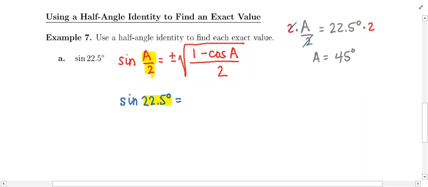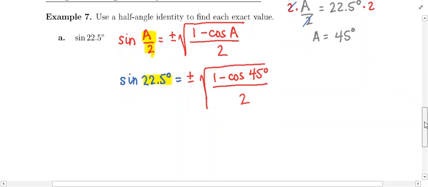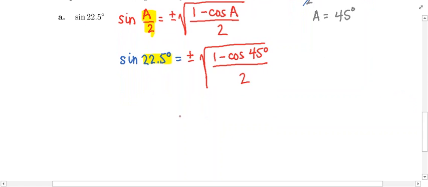So to get the sine of 22.5 degrees, we plug and chug into the right side of the identity using a equals 45 degrees. So we are going to get plus or minus the square root of 1 minus the cosine of 45 degrees over 2. Now we just need to simplify this and we will be good. We also need to pick the plus or minus.